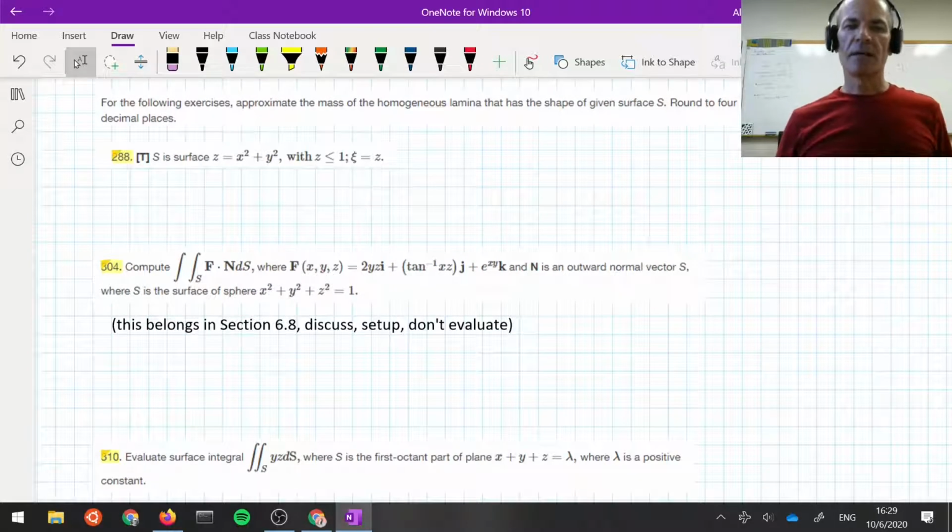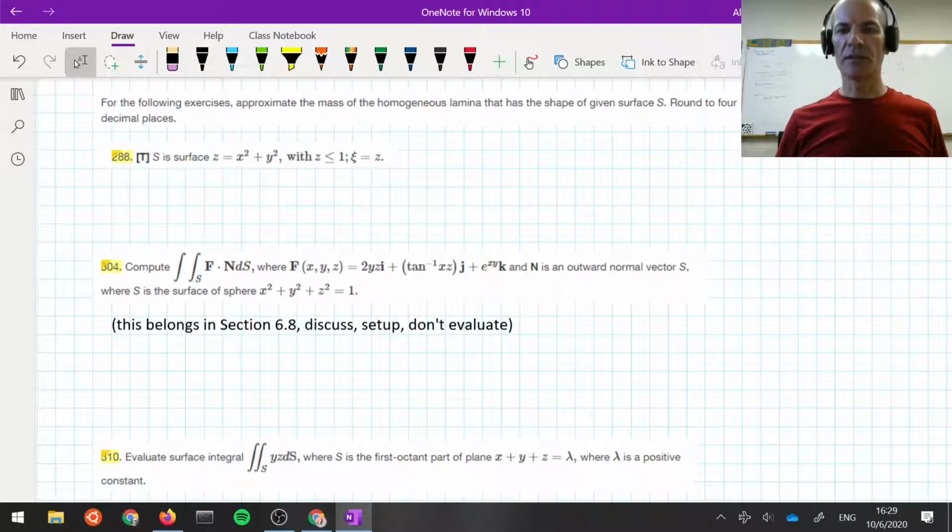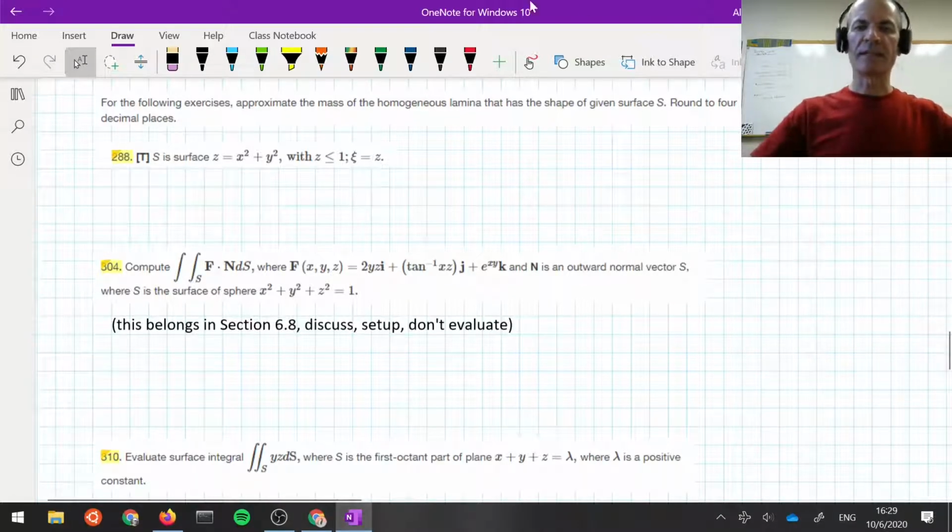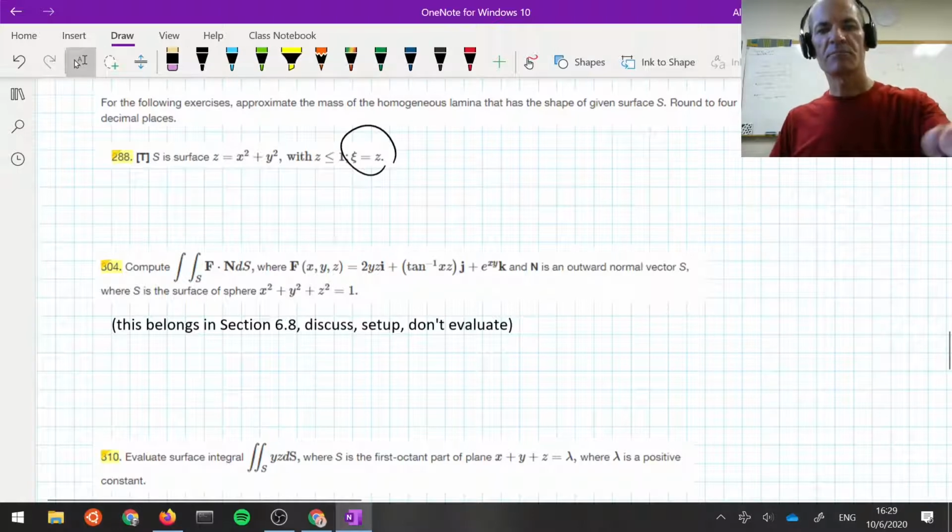All right, in the next example, we do one of the few applications of scalar surface integrals, and that is computing the density of some surface area with this weird density function.